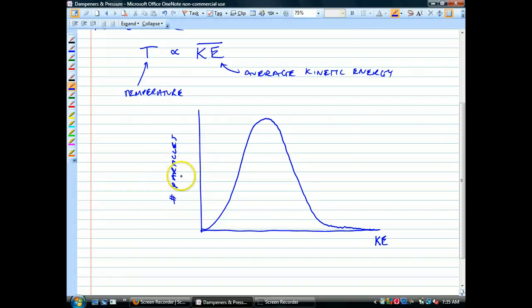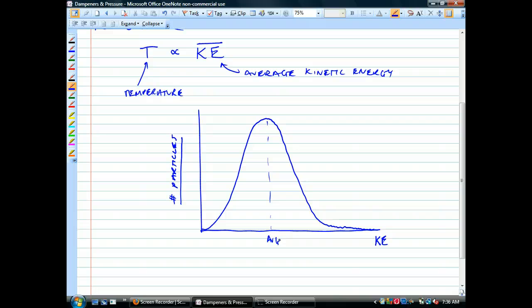So what you have here is the number of particles on the y-axis, and the kinetic energy is on the x-axis. What do we have here? Most of the particles are right in here. This would be the average. And so what we're saying is, as we increase the temperature, the average goes up. The average slides to the right.